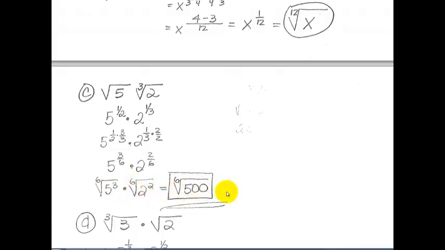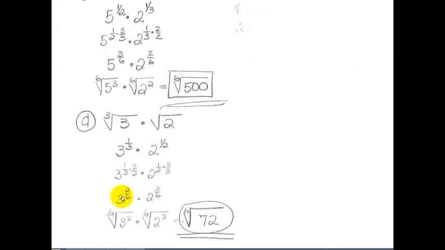And here I kind of skipped a step. I'm sorry, 5 to the third is 125, 2 to the second is 4, and I went ahead and multiplied in my head. 4 times 125 is 500. But basically, what's happening here is, because they have the same root, that means they can be combined under this one single root, and I went ahead and multiplied these two. Okay, so let's go on to the next one and see what we get here.